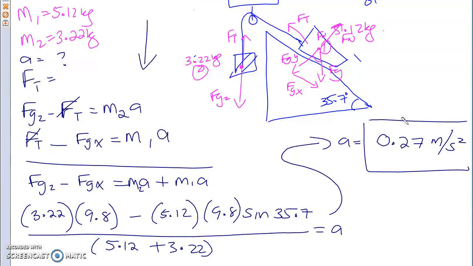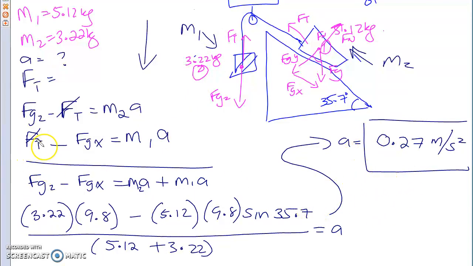Why did I write FGX? This one right here. Well, look at it. This is mass 2. Yeah, this is mass 1. This is mass 2. Yeah, this is mass 2. This is mass 1. Correct? All right. Anyways, let's continue.